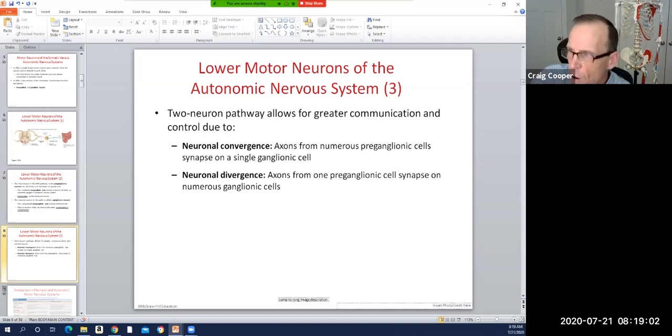So the two systems are set up a little bit differently by having this two-neuron pathway on the motor side of things. It gives the body a better ability to have one signal that is dispersed widely, what we call neuronal divergence. And that's most typically what we'll see with the sympathetic side of things. If we are in a panic situation, we want to let all the body systems know about it right away so that we can respond appropriately. The parasympathetic side uses more of this neuronal convergence so that it can cause more selective effects.